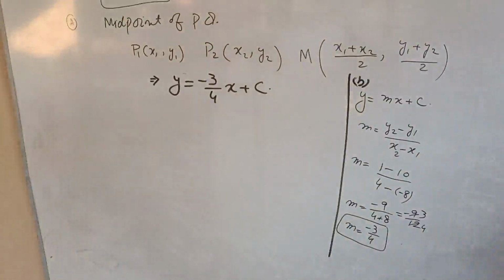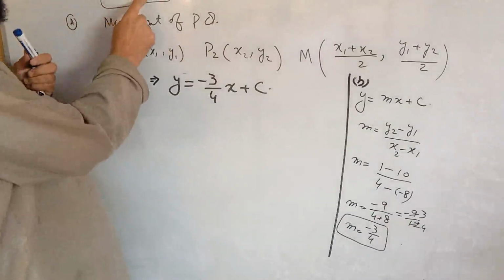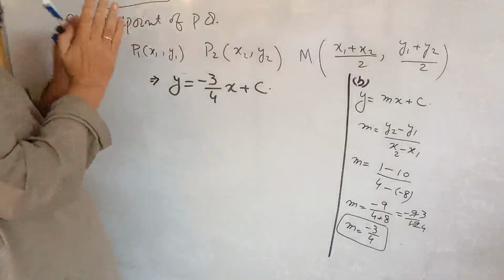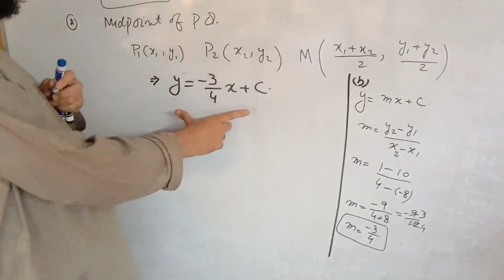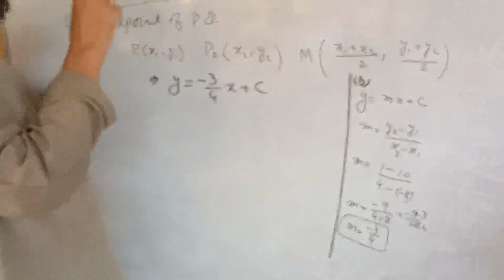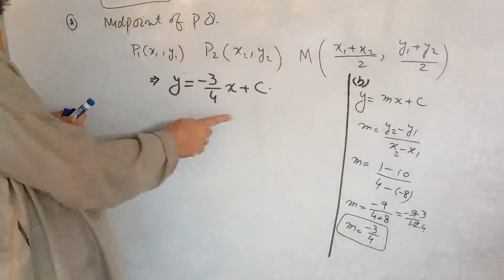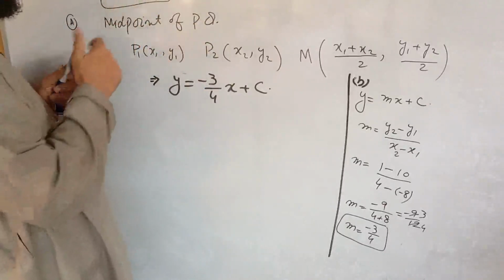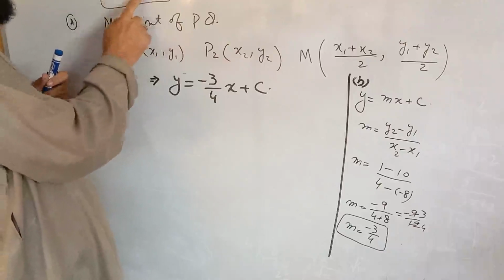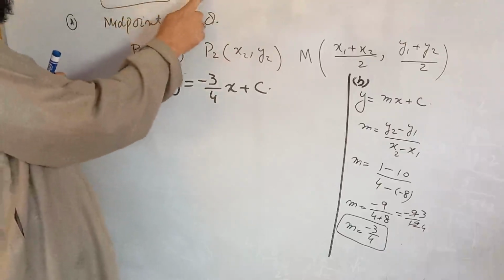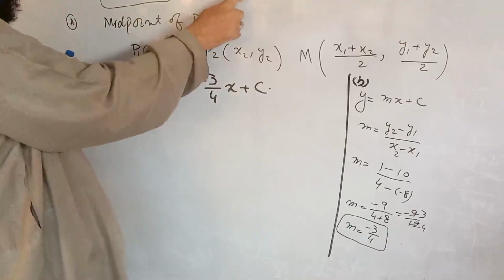Now, how to find c? P and Q are 2 points which are on this line. So if this is the equation of PQ, it is satisfied by all the points. So you can put any point, you can use P or Q. Instead of x we will put minus 8 and instead of y we will put 10 if we use P. If we use Q, instead of x we put 4 and in place of y we put 1.